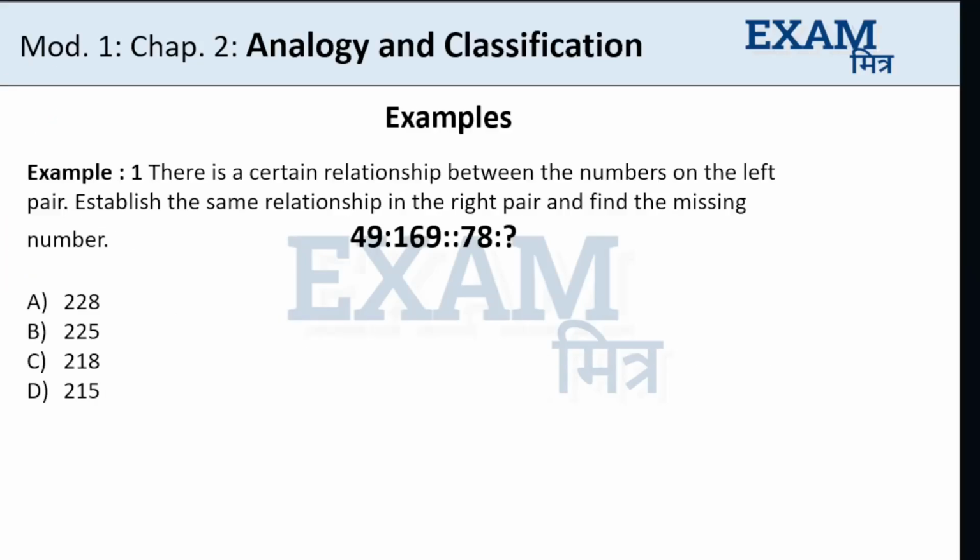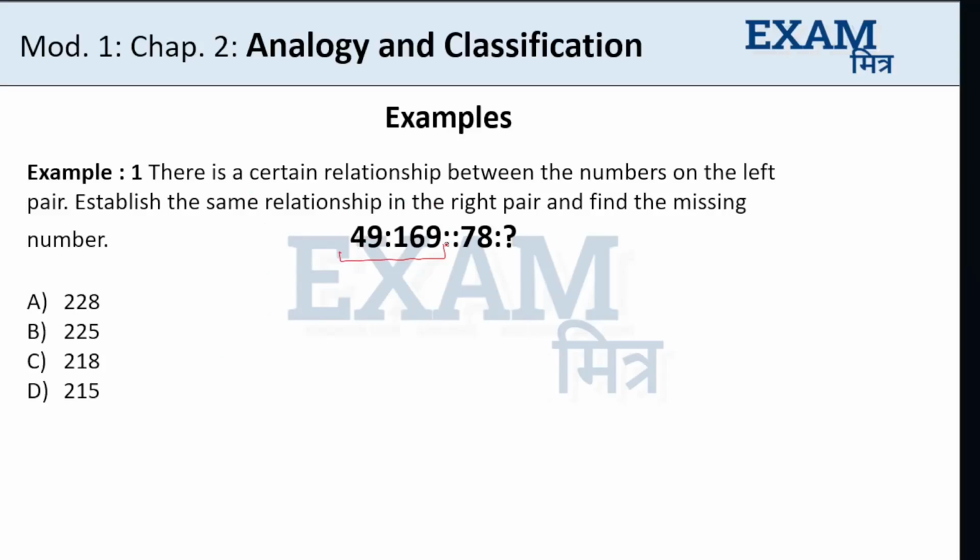So let's move to the first example. Example 1. There is a certain relationship between the numbers on the left pair. So this is the left pair and we can see there is a relationship. We need to find the relationship. Establish the same relationship in the right pair and find the missing number.